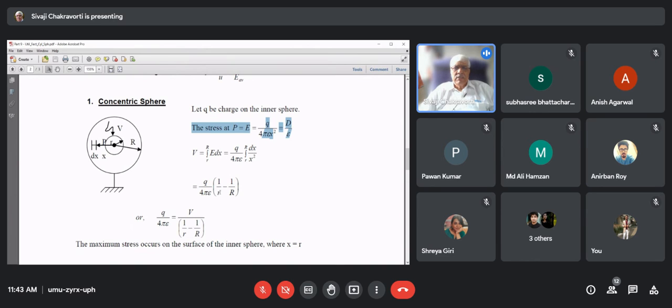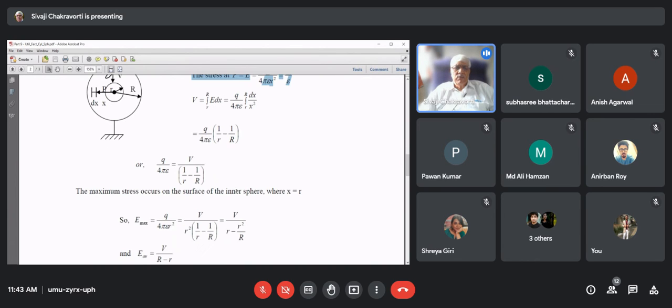And if we do that, then we see that V is equal to this expression, 1 by r, small r, minus 1 by capital R. So from that, we can get a value of Q by 4 pi epsilon. Now, what is the significance of this expression? This gives us the amount of charge on the inner sphere. Because on the right hand side, V is the potential, small r and capital R are the dimensions which we can measure. Epsilon is the permittivity which you can measure. So from this we can get how much will be the charge on the inner sphere.